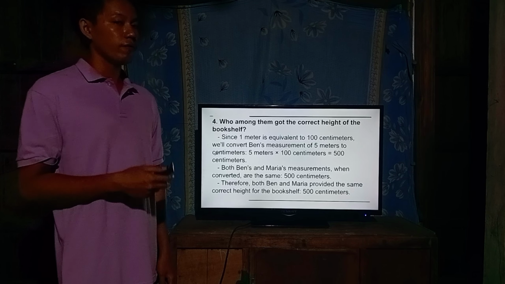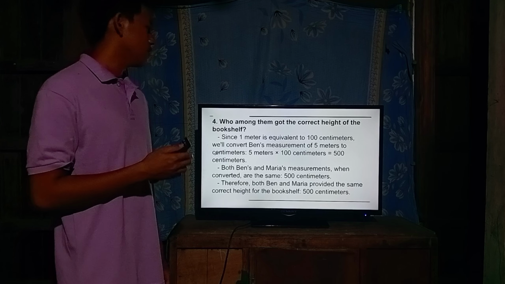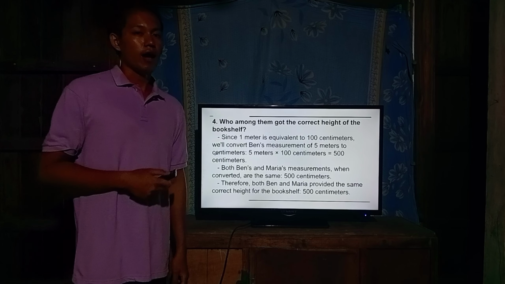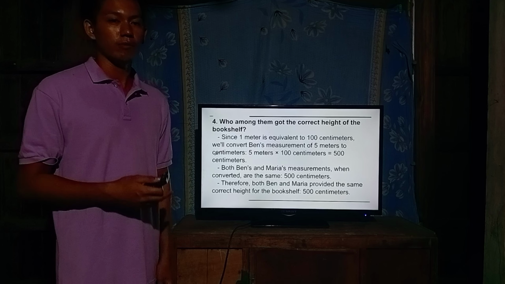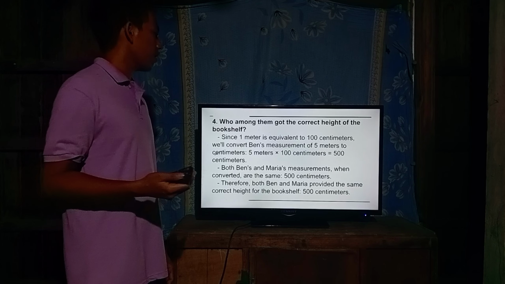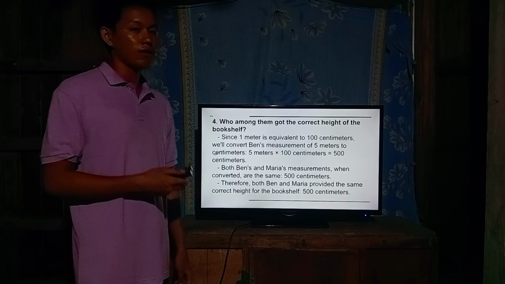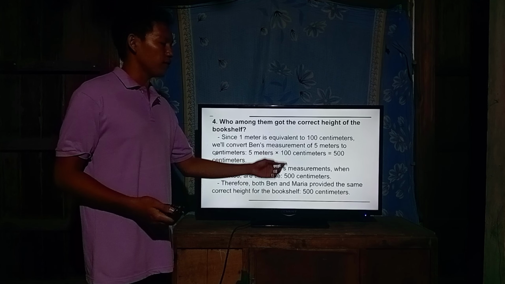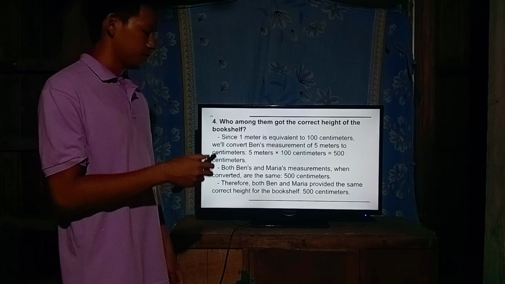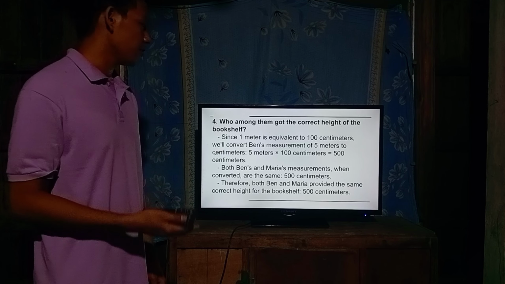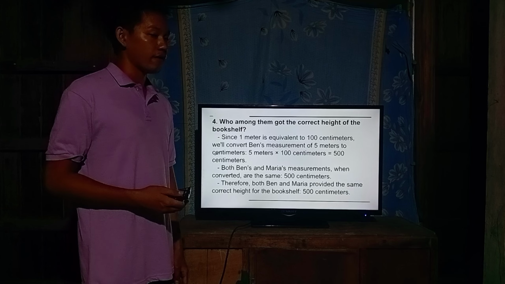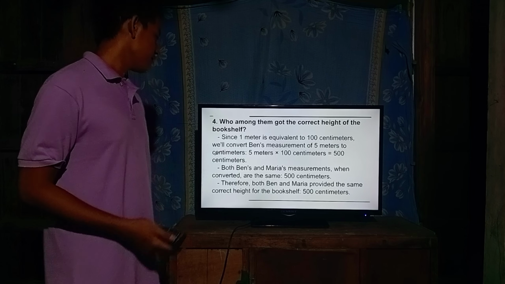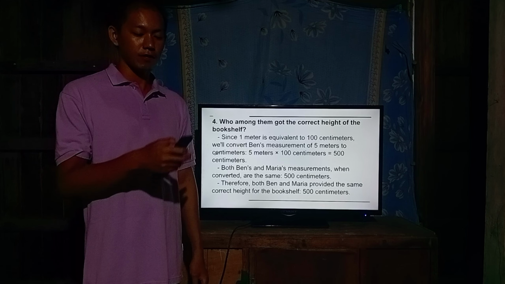So since 1 meter is equivalent to 100 centimeters, we'll convert Ben's measurement of 5 meters to centimeters. So how are we going to convert meters to centimeters? We only need to multiply it by 100 since 1 meter is equivalent to 100 centimeters. So 5 times 100 is equal to 500 centimeters. So both Ben's and Maria's measurements when converted are the same, 500 centimeters. Therefore, both Ben and Maria provided the same correct height of the bookshelf, which is 500 centimeters.